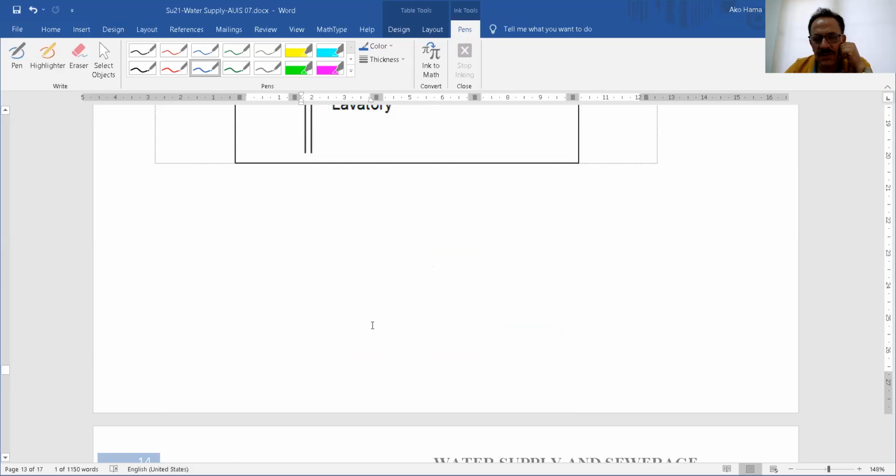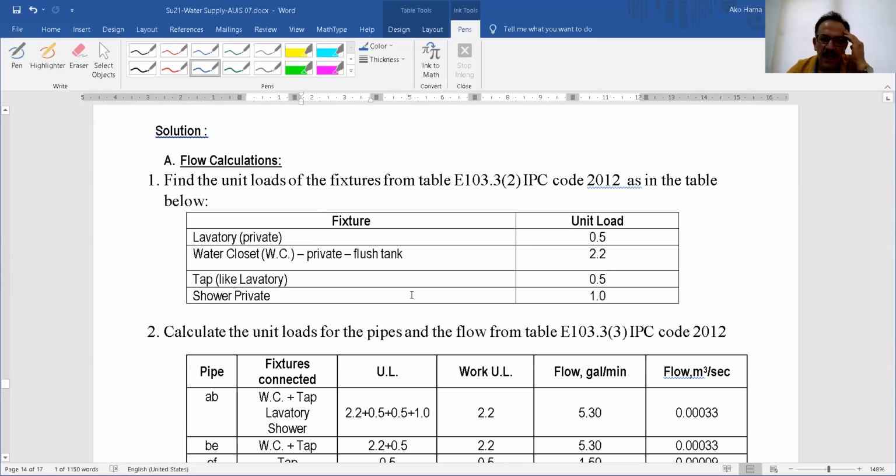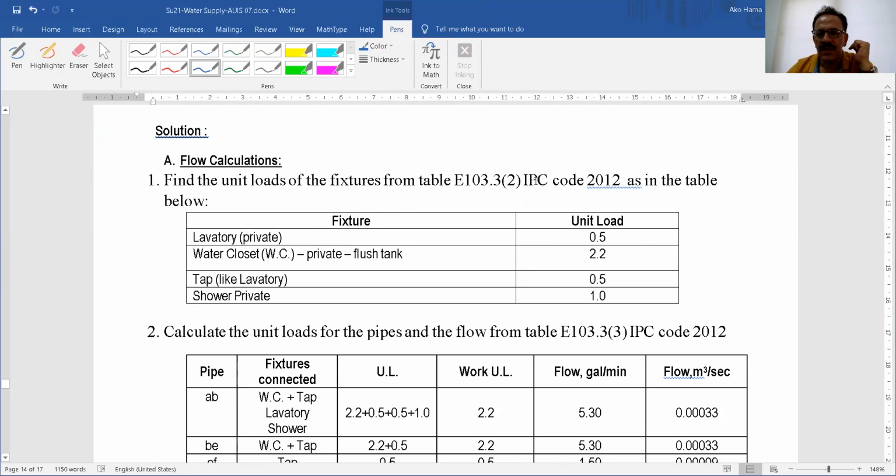This is the length of this one, which is 0.75 meters. Now, what should we do? We should calculate the unit load from what? From the table. Which table? We have the table of the IPC and table 3.